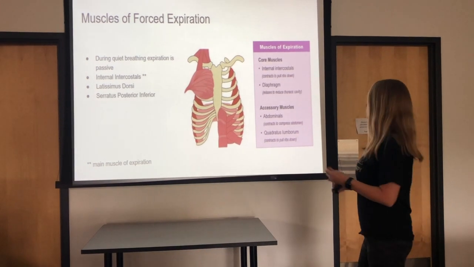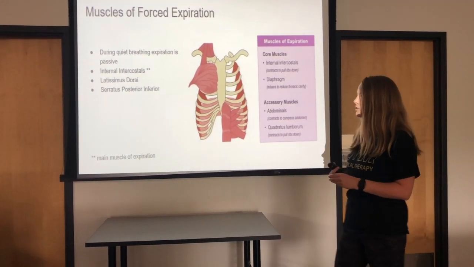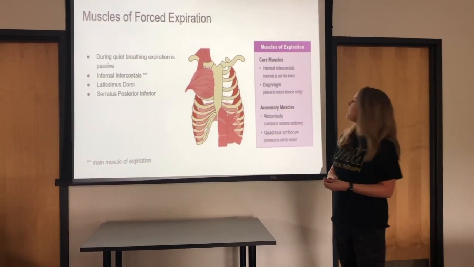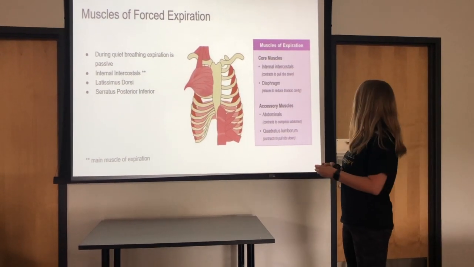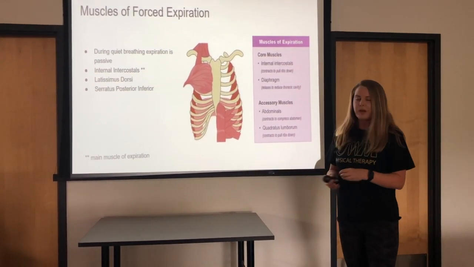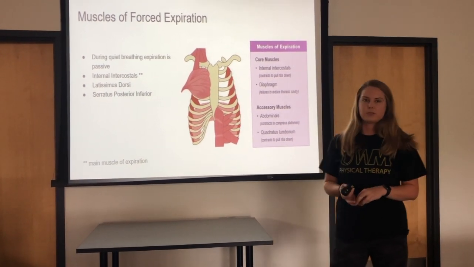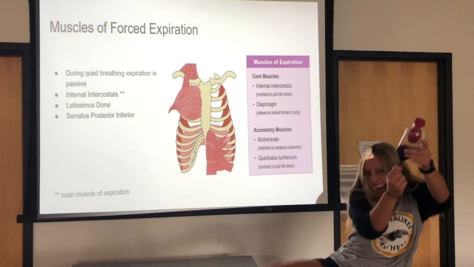Next is the latissimus dorsi, which also is an accessory muscle to expiration, along with the serratus posterior inferior. And a couple other accessory muscles are the abdominals, which contract to compress the abdomen, and the quadratus lumborum, which contracts and pulls the ribs down as well. And that's our presentation.